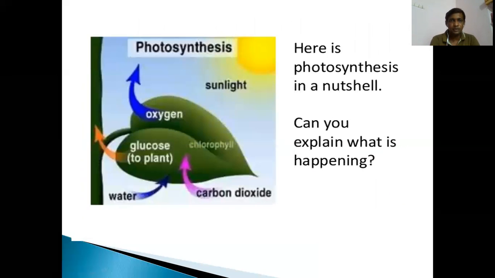Okay. So next, in this way, photosynthesis takes place. Carbon dioxide and water are taken by the plants. Then they prepare their own food, glucose is sent to the remaining parts of the body, and oxygen is sent out through the process of photosynthesis.